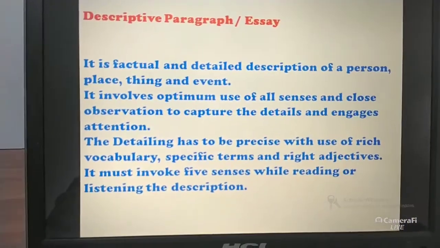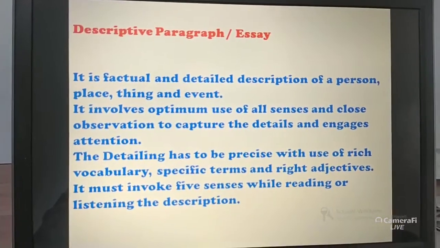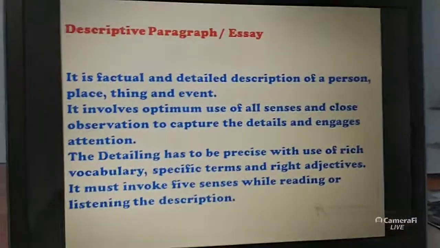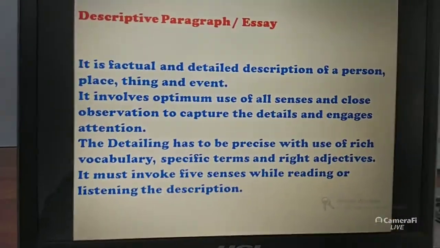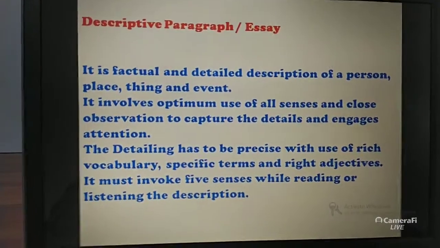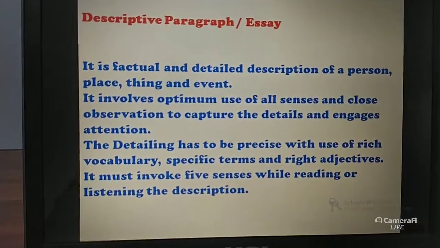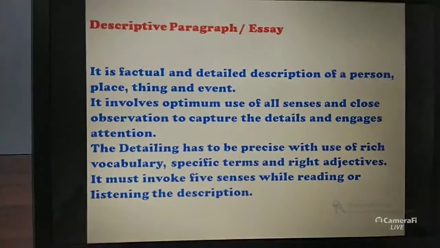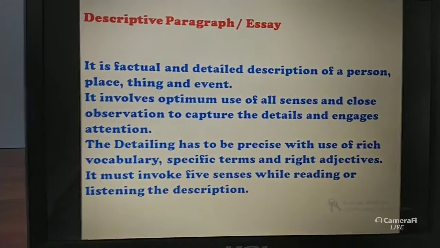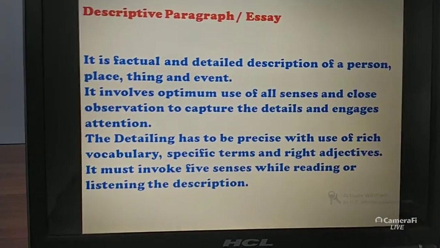Now what do I mean by detailed description? Means, suppose you are looking at any object, suppose you are looking at any person. So how will you look at that person? You will use all your senses to describe the person, how the person looks, how the person talks, what work the person does, how is the behavior of the person, what is the nature of the person, what is the habit of the person. You will closely observe that and you will detail that, and those details will engage our attention.